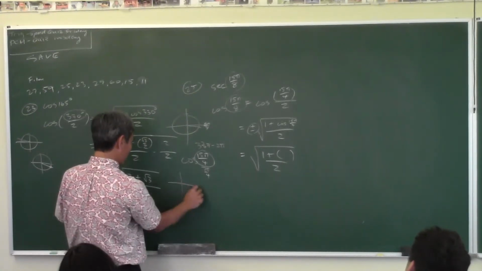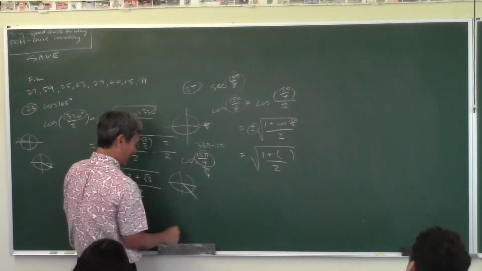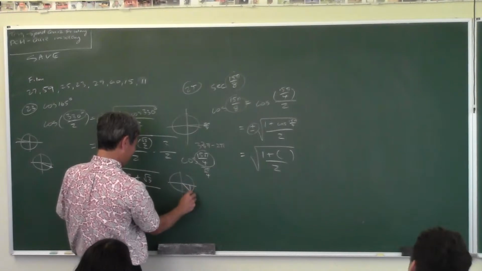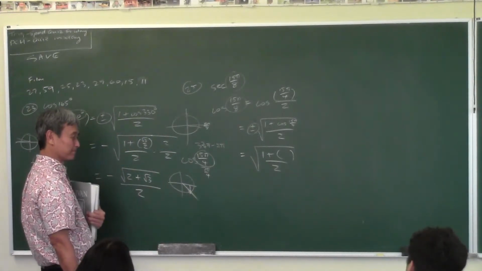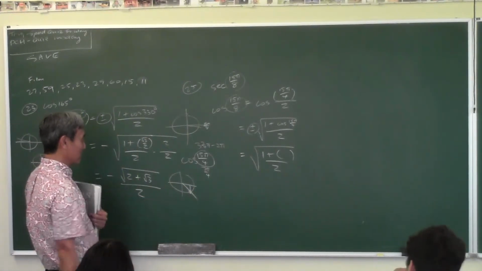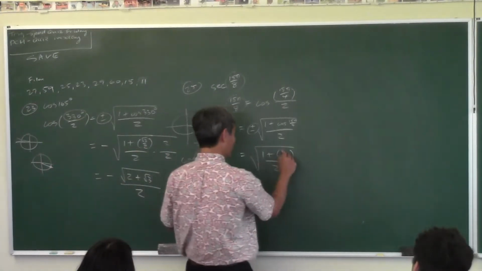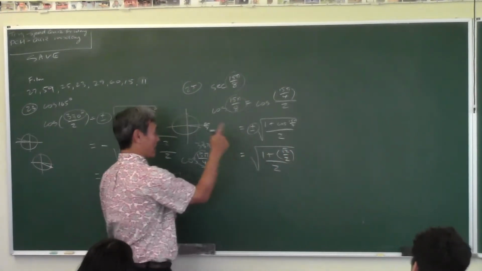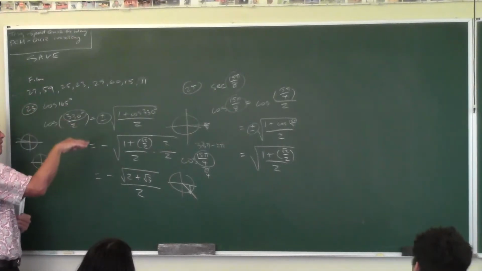Okay, so on the unit circle, 7 pi over 4 is right there. What is the x coordinate of that point? It's right in the middle, people. √2 over 2. You write that down on your paper, you get 4 out of 5 points.